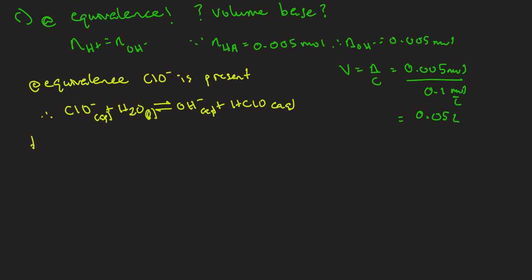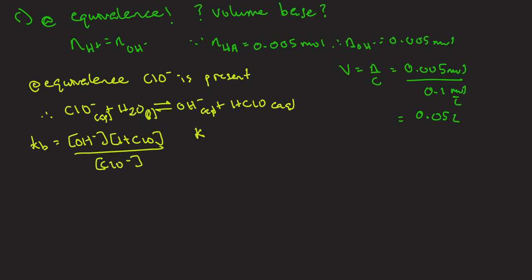So this has now become a Kb problem, or you can write a Kb expression for this. So products, concentration of products over reactants, excluding water because water is a liquid. And here we now have a Kb expression. Now we're going to end up solving for the concentration of OH, but we can't do that because we don't know what Kb is yet.